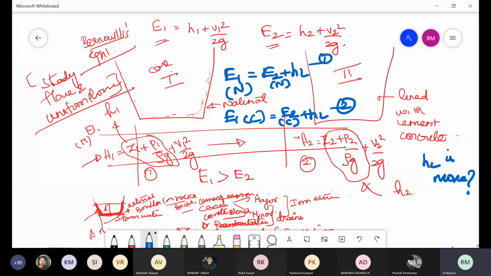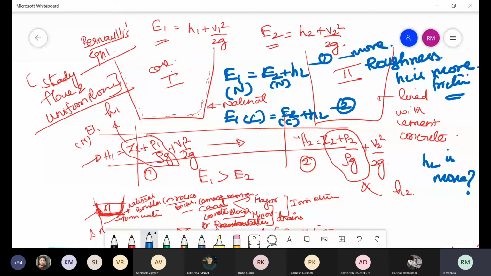Can anybody answer? First equation. Means for natural channels, the head loss will be more. Am I right? What is the reason? Roughness is high in the first, natural channel. Yes, because of roughness. Because of more roughness, the head loss is more. Okay. So the loss may be due to friction, I could say. Since there is more roughness, there will be more losses.